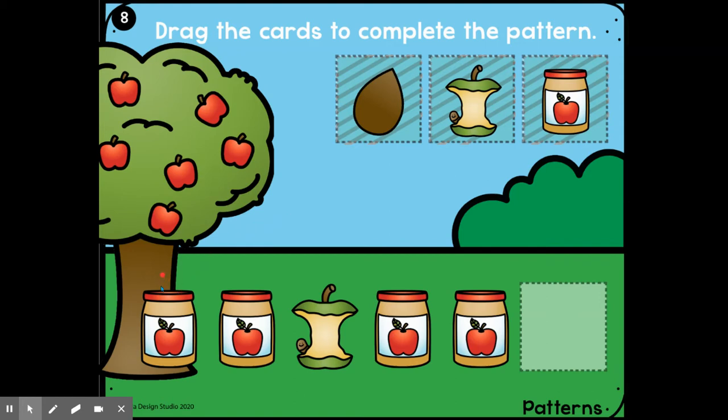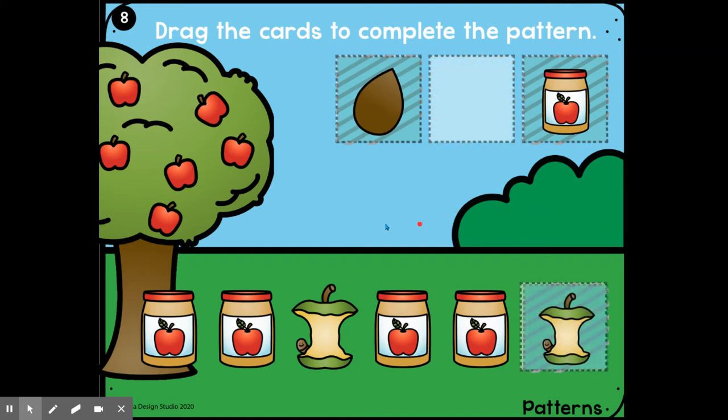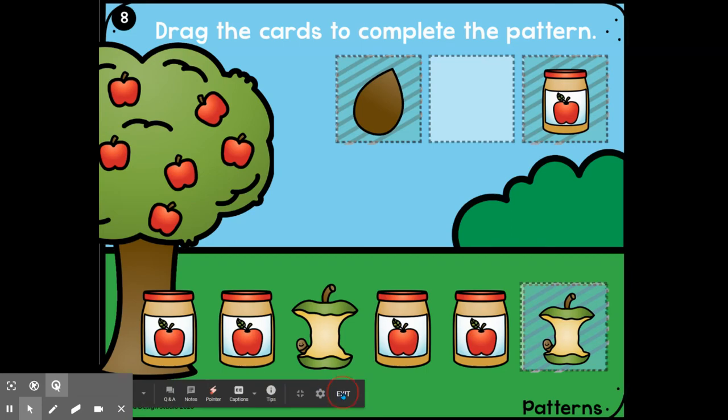It kind of looks like peanut butter, but I think it's apple butter. So apple butter, core. Apple butter, blank. Is it a seed, a core, or more apple butter? Good. You knew it was going to be that core because it's AAB. Very good. Great job.